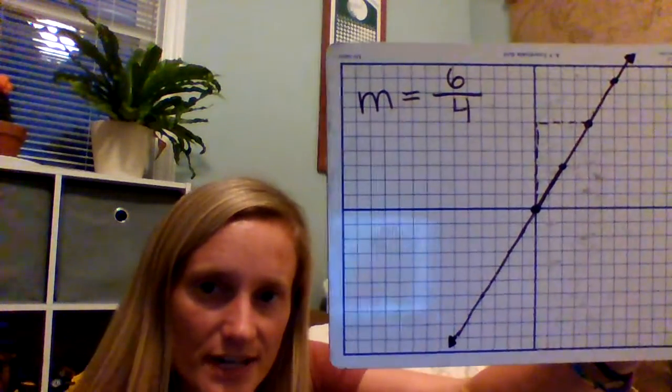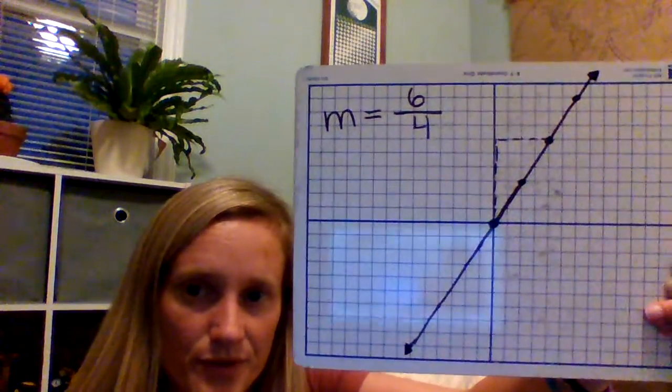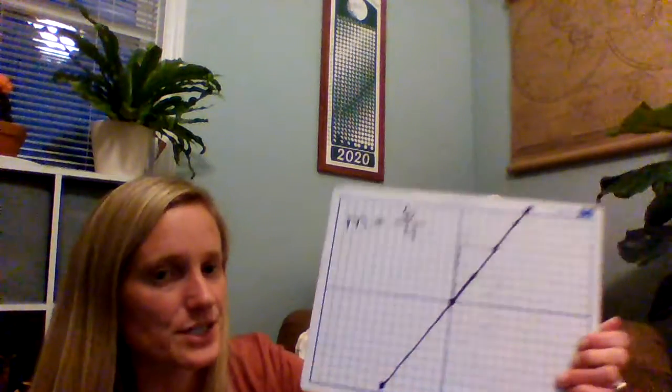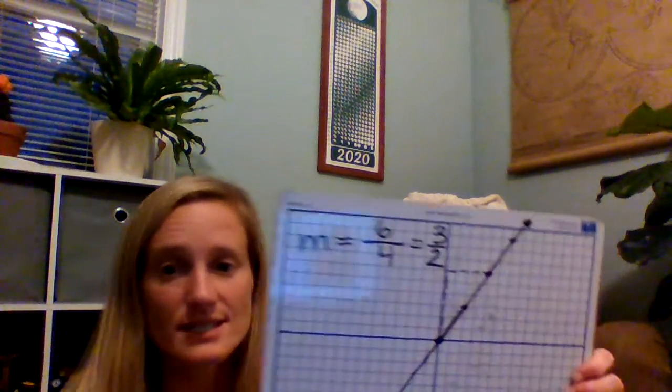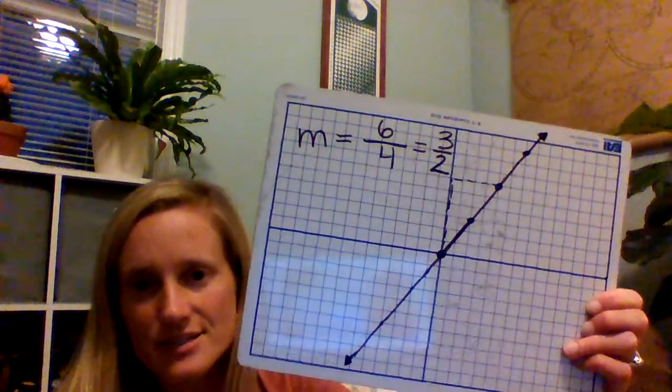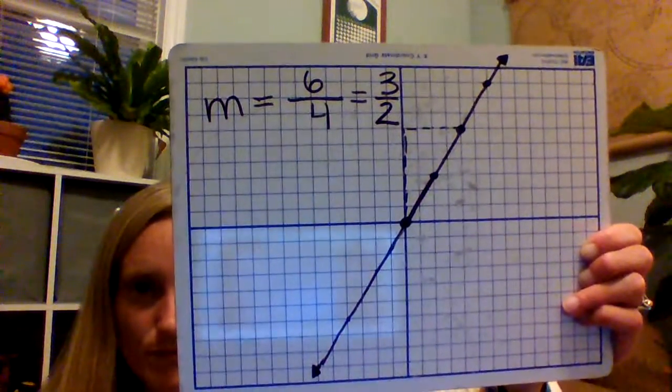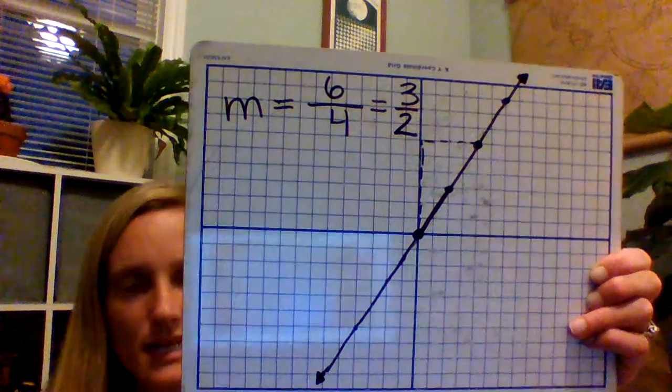Now, if I look at that fraction, I know that I can divide both of those numbers by 2. In other words, I can simplify my fraction. So when I divide both by 2 to simplify, I get 3 over 2, which is in its simplest form. And so my answer again is 3 over 2. So that would be the slope of this line here.